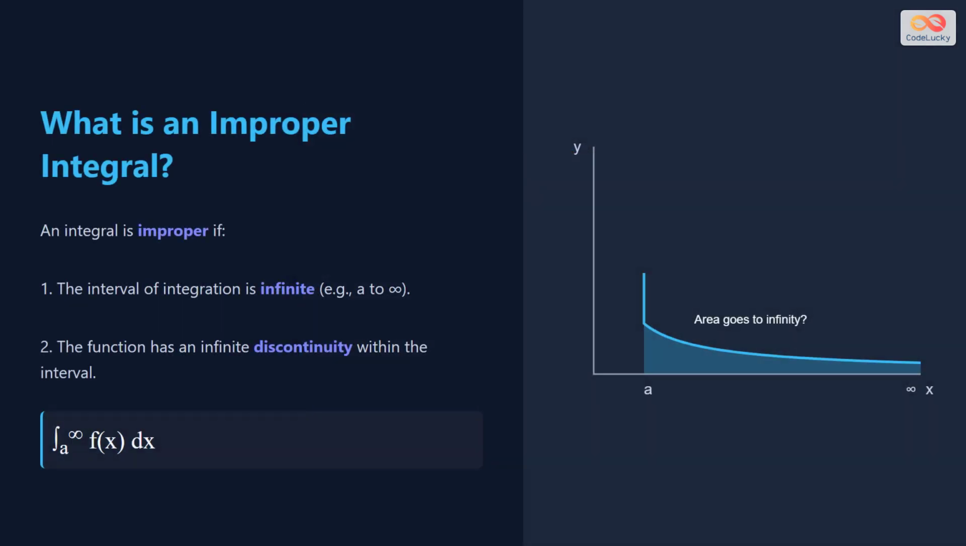First, let's recall what makes an integral improper. It usually involves infinity in some way. Either the interval of integration stretches to positive or negative infinity, or the function itself shoots up to infinity at a vertical asymptote. In these cases, we are asking, does the area under the curve approach a specific number, or does it grow forever?